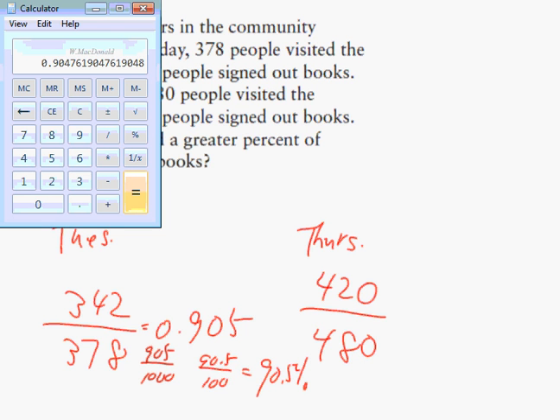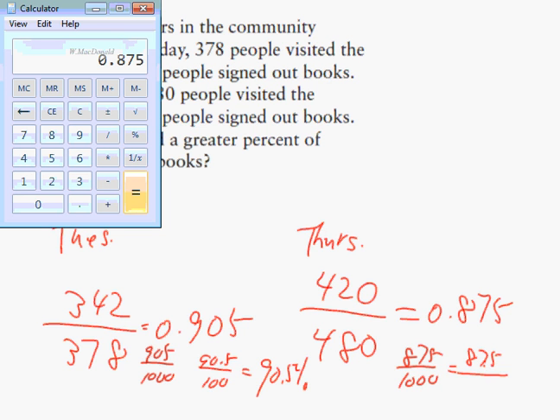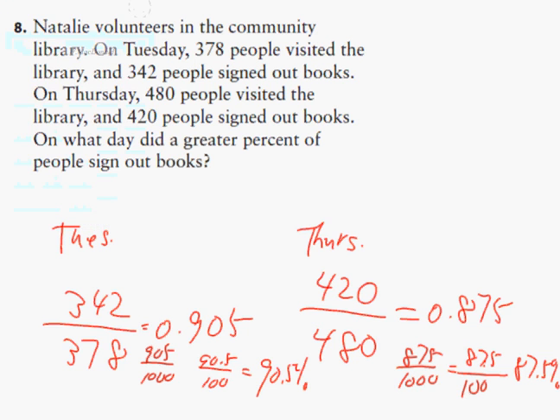On Thursday, 420 divided by 480 is, well, that's an easy one. That's a terminating decimal. 0.875, which is 875 thousandths, which is 87.5 hundredths, which is 87.5%. So which day did they have more books signed out? The answer is Tuesday.